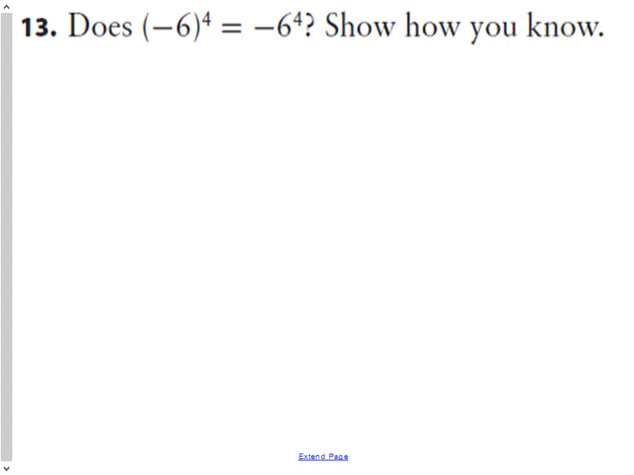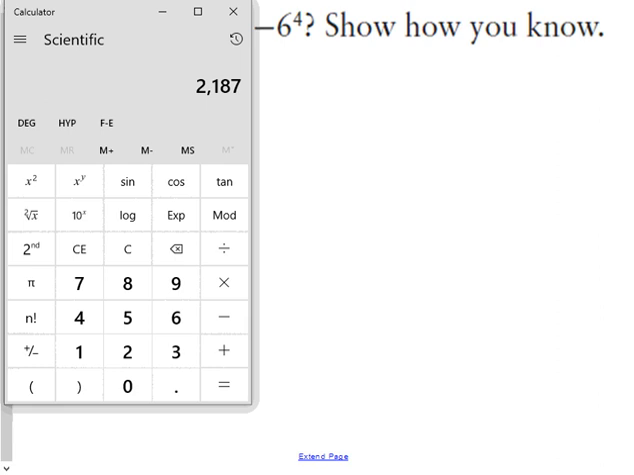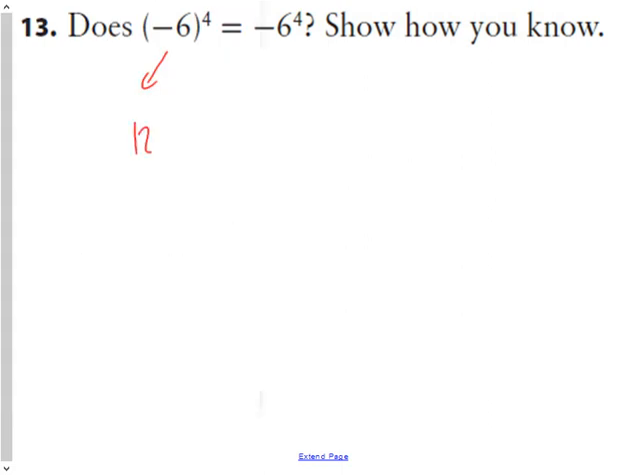Question 13, does this equal this? No, because this is negative 6 multiplied by itself 4 times. If I take my calculator and go, what is 6 multiplied by itself 4 times? It is 1296. This will be a positive because it's a negative base to an even exponent. But this says the opposite of 6 to the exponent of 4, which would be negative 1296. Without brackets around the negative 6, positive 6 would be the base.